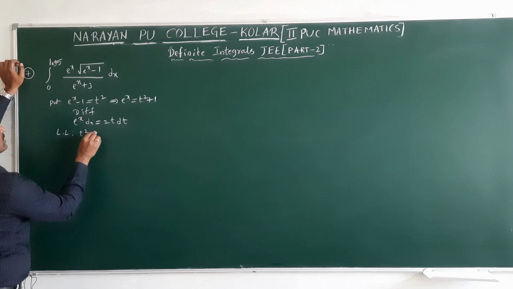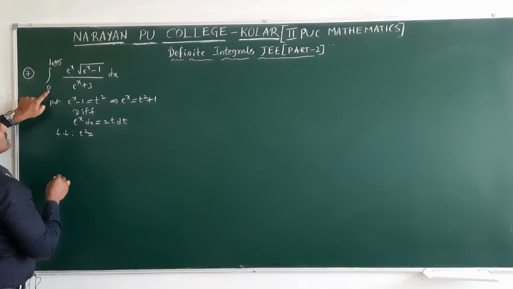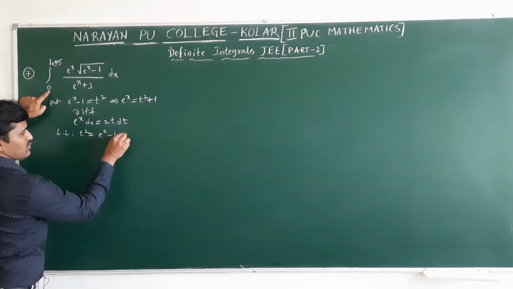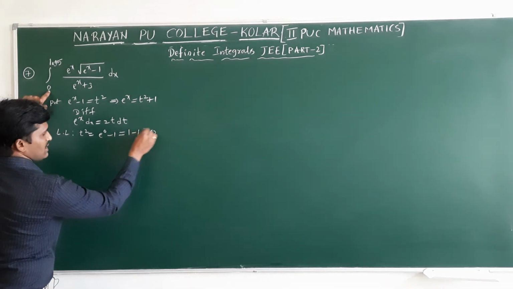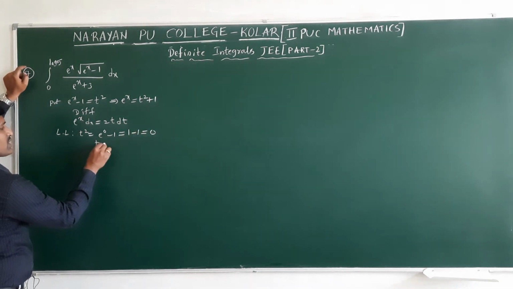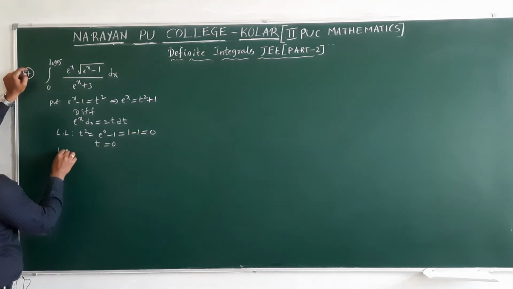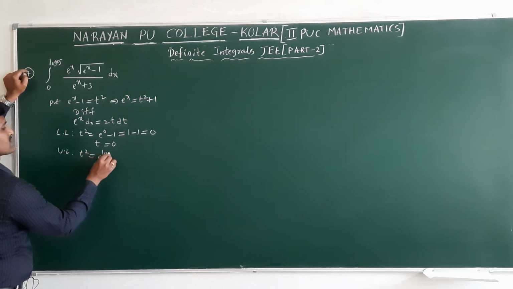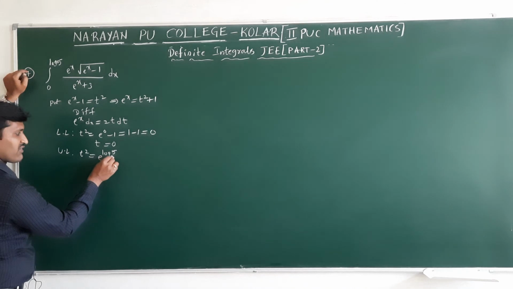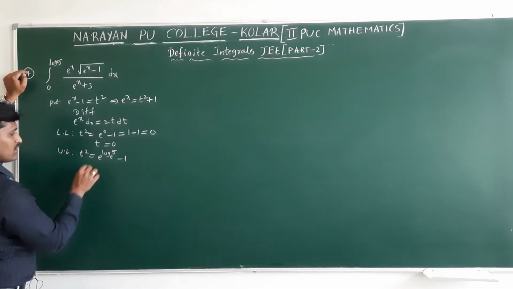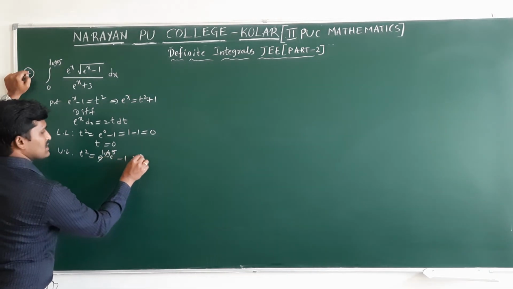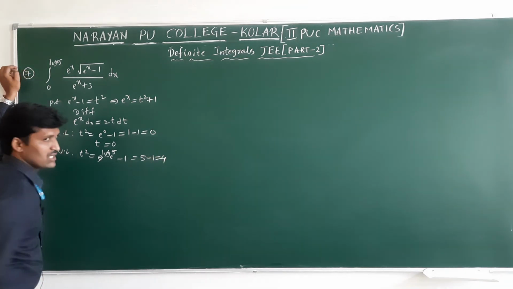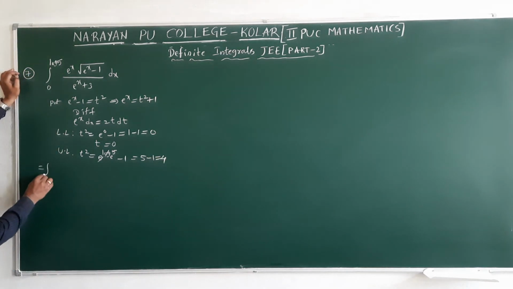Here we need to change the limits also. t square equals, what is the lower limit? x value 0, that is e^0 minus 1. e^0 means 1, 1 minus 1 is 0. t square is 0 means t value 0. Coming to the upper limit, t square equals e^(log 5) minus 1. e and log will be cancelled. You will get 5 minus 1, that is 4. So the lower limit is 0 and the upper limit is 4.